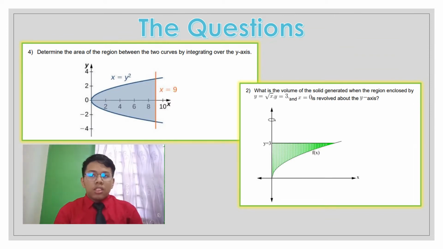This is the question that we try to solve today. Question 1, area: determine the area of the region between the two curves by integrating over the y-axis. A graph is also given. Question 2, volume: what is the volume of the solid generated when the region enclosed by y equals square root of x, y equals 3 and x equals 0 is revolved about the y-axis? A graph is also given for this question.